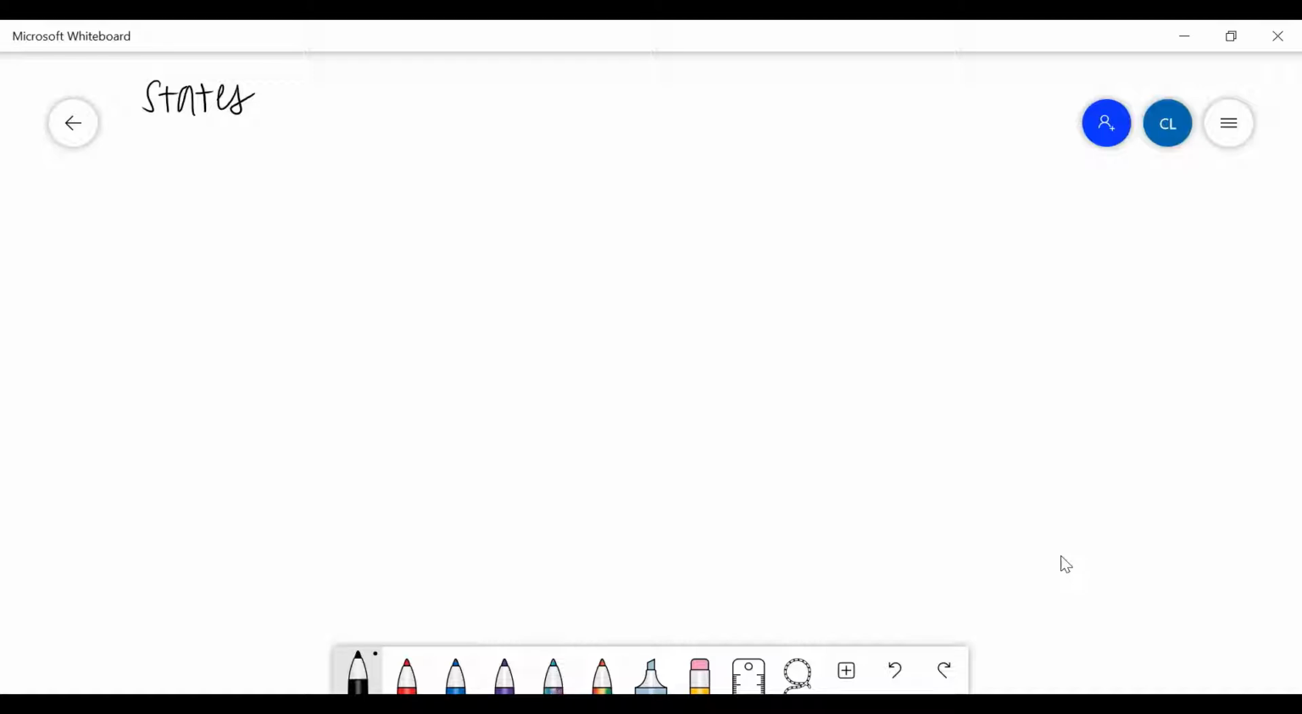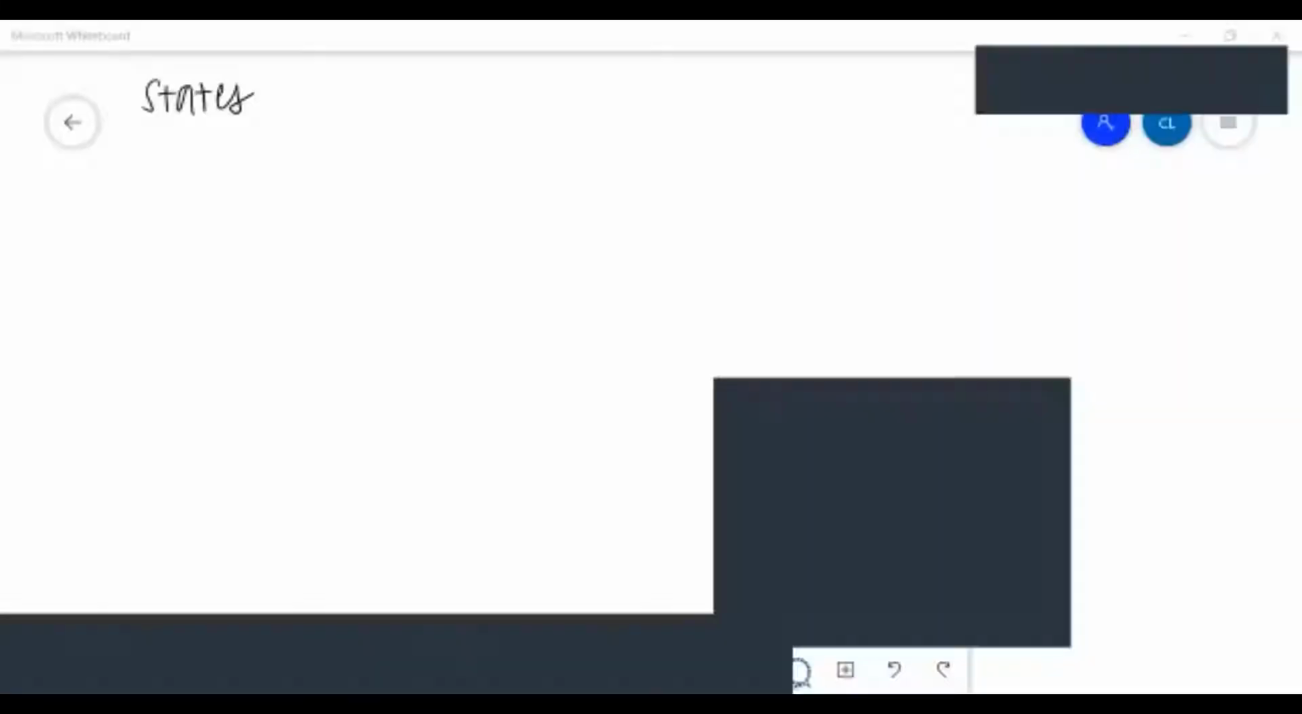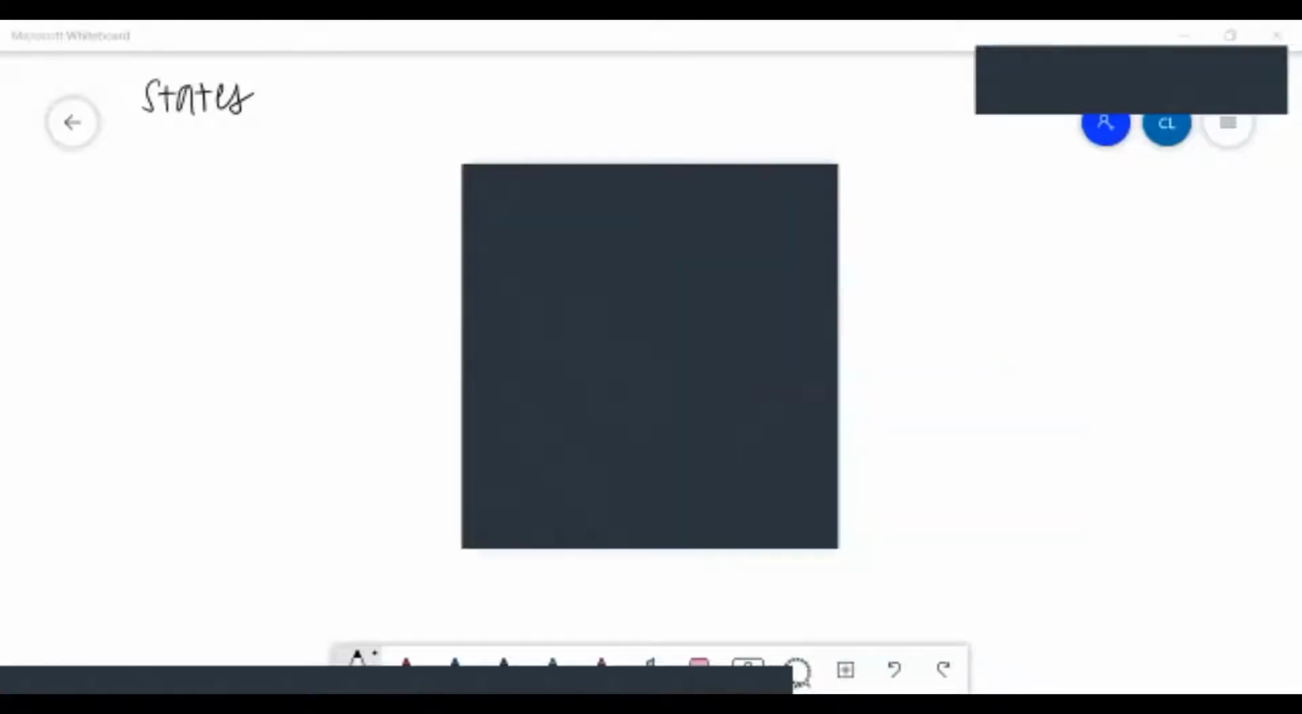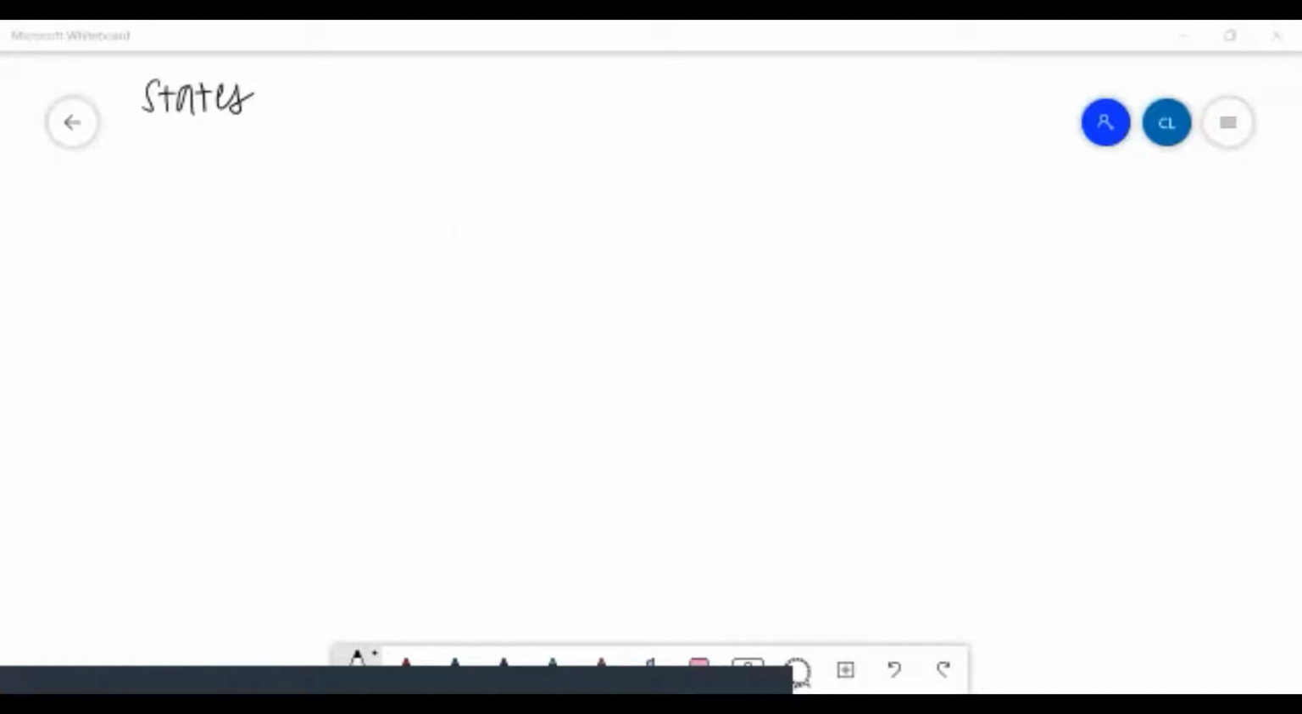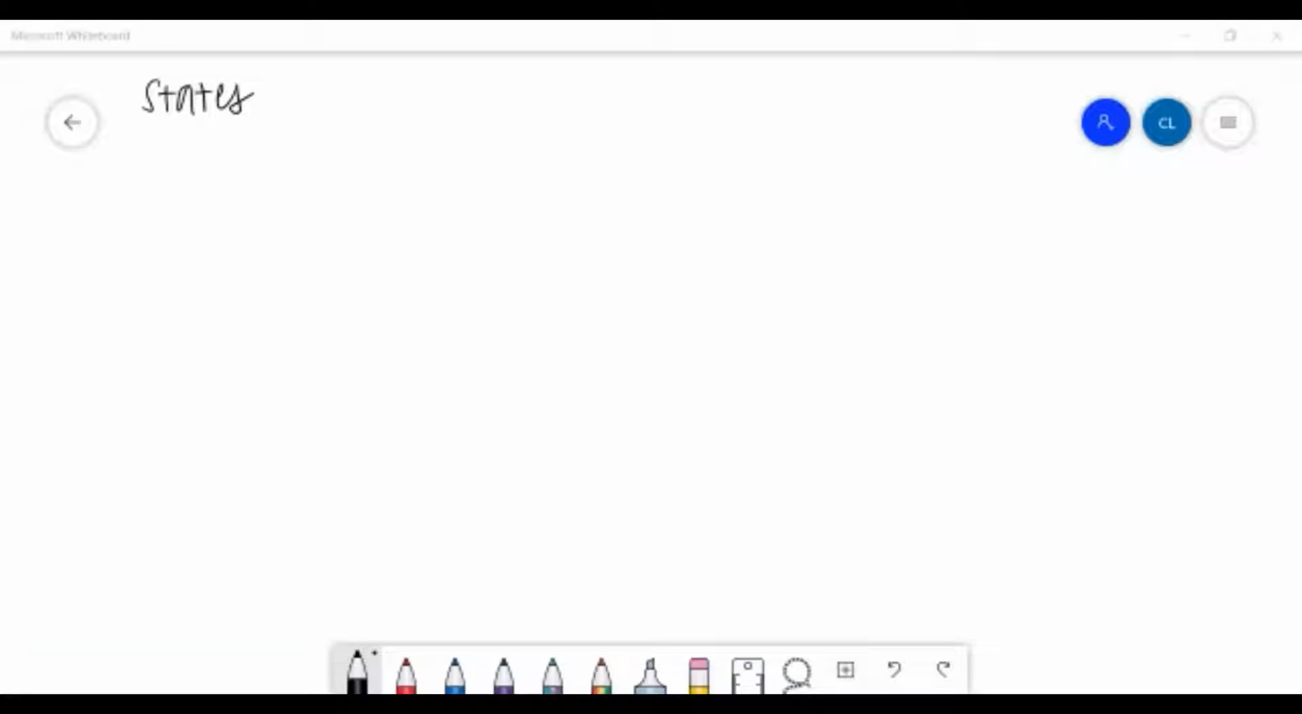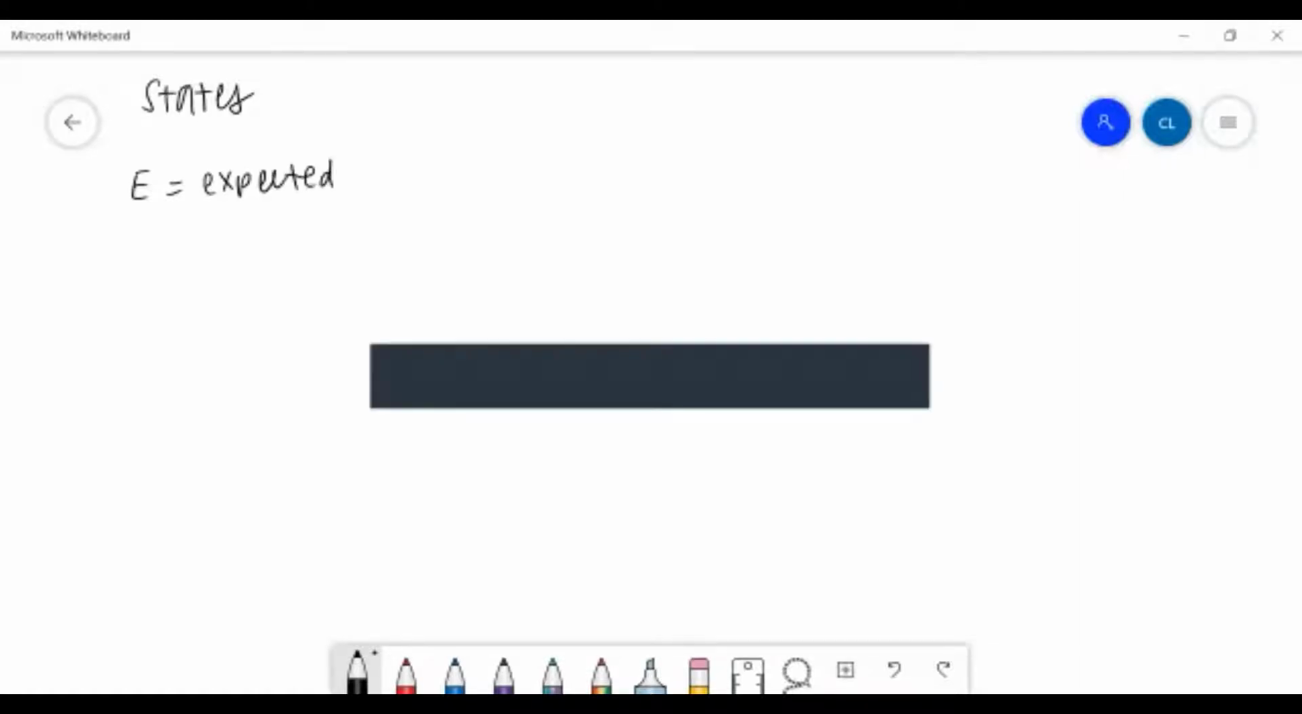So this one's relatively simple, but basically it's asking for the expected number of rolls of a six-sided die until a 1 is rolled. So what we do is we let E be the answer, which is the expected number of rolls until a 1 shows up.